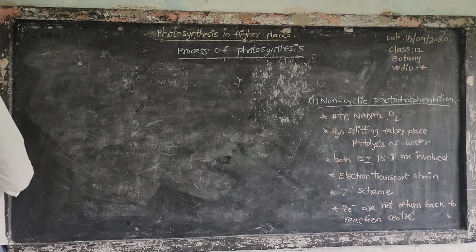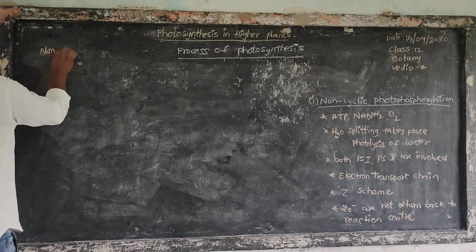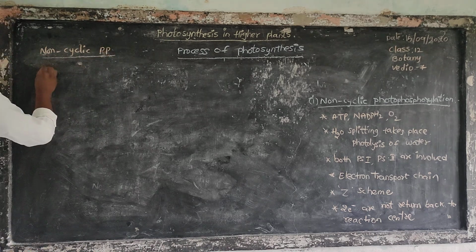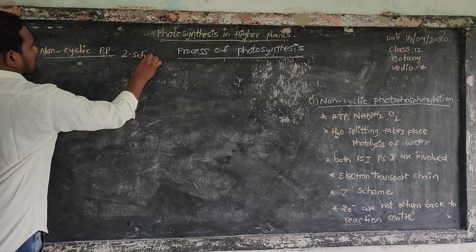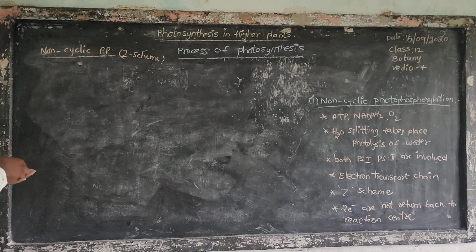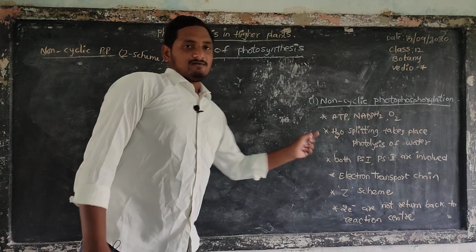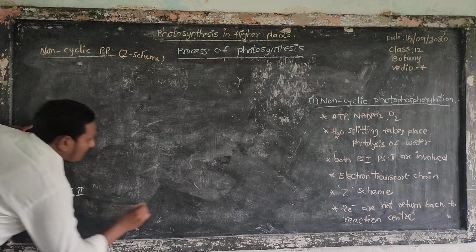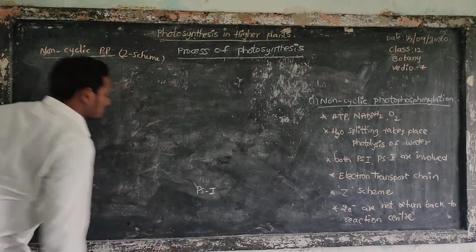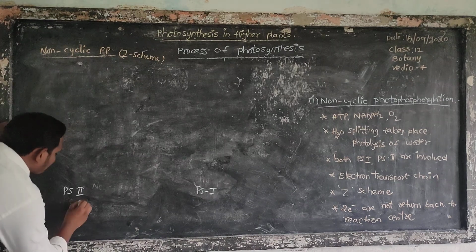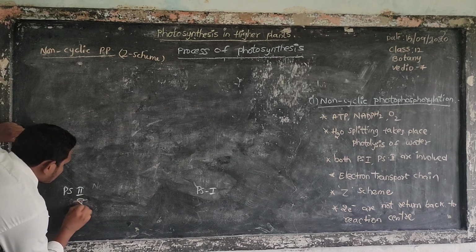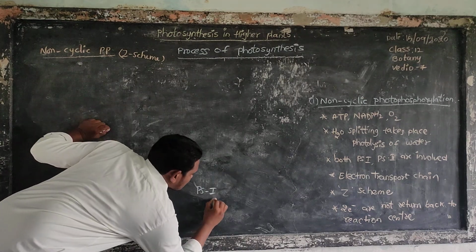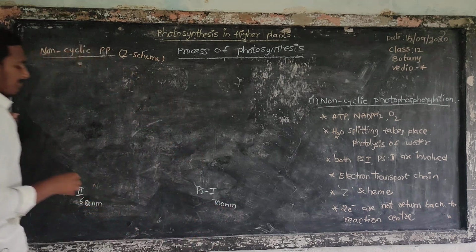Now we are going through the steps. In non-cyclic photophosphorylation, also called the Z scheme, both systems are involved. It means PS2 and PS1 both systems are involved. PS1 uses 680 nanometers of light, PS2 700 nanometers of light.